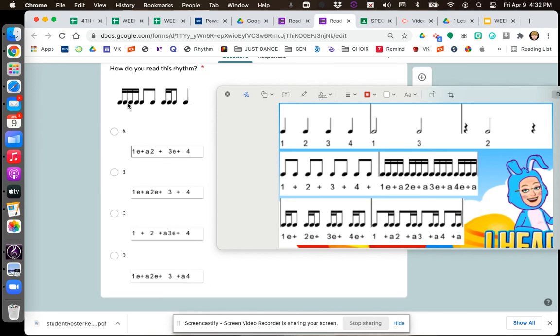4 16th notes. 2 eighth notes. 2 16th notes, followed by an eighth note. Use your cheat sheet. Look closely. 1 quarter note.